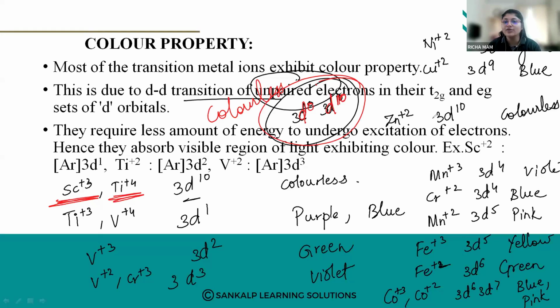And whenever you have unpaired electrons, then you will have a colored complex.